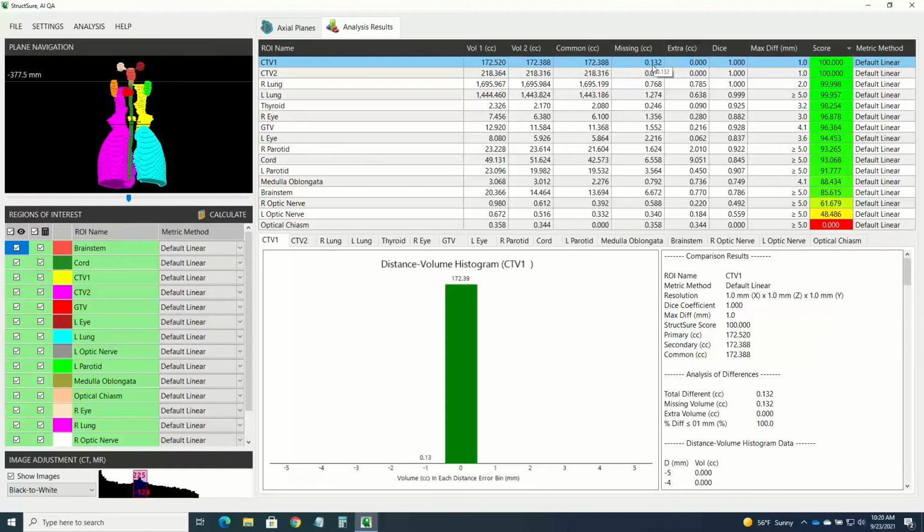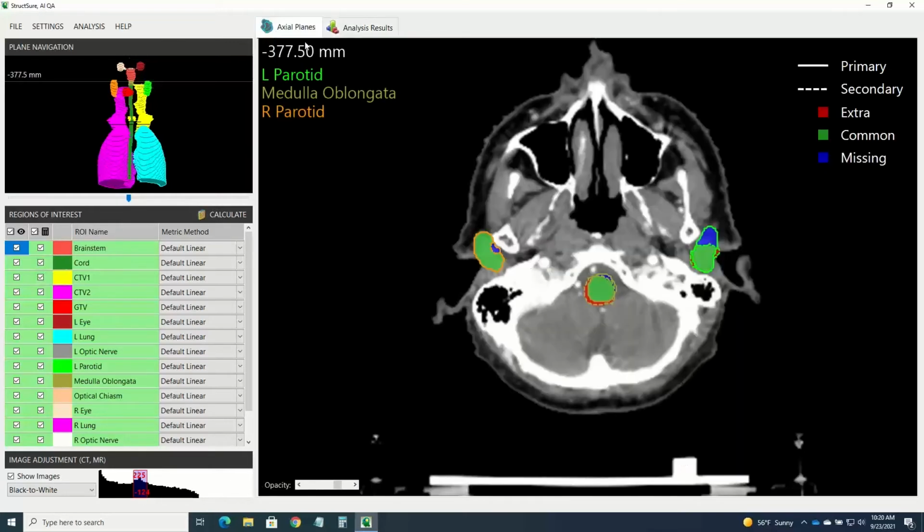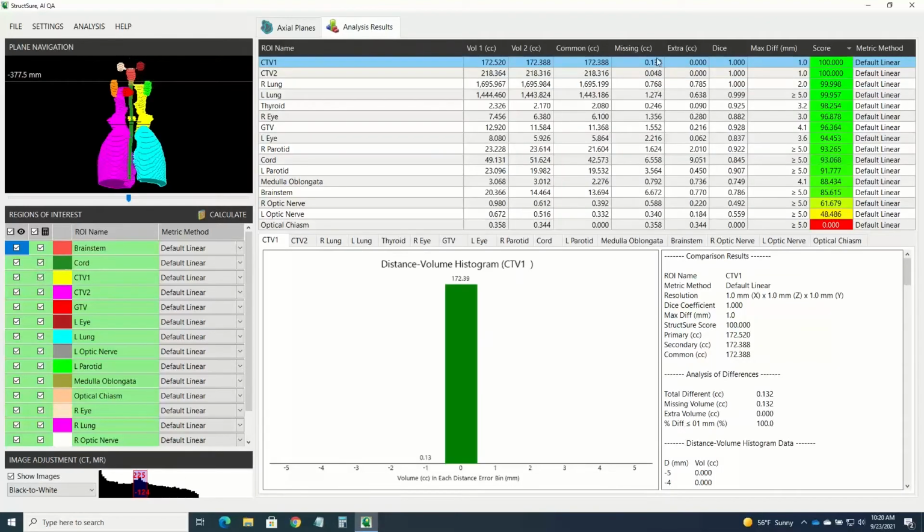Again, here's what's missing, as we saw a moment ago with this blue shaded area. Here's how much is missing in cubic centimeters. Here was extra, in this particular case for the CTV1. There was nothing, so it hit it right on. And of course, we also provide a dice coefficient, and we also offer a max difference. That max difference is how much different it is, going from the center further out in millimeters. In this particular case, it's dead on, so it's awesome.